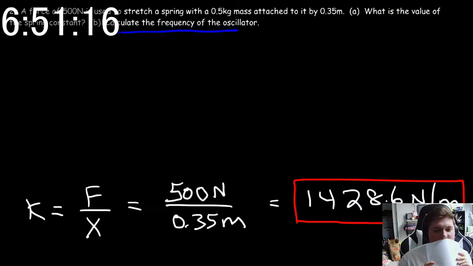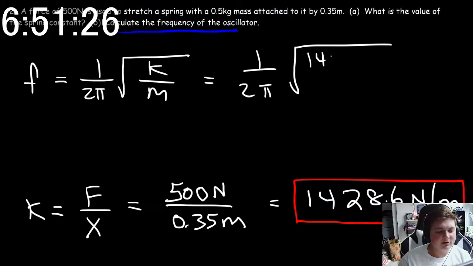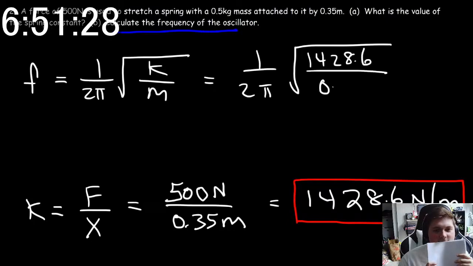Now let's calculate the frequency of the oscillator. The frequency of this spring is going to be 1 over 2 pi times the square root of k over m. So it's 1 over 2 pi times the square root of the spring constant, which is 1428.6, divided by the mass of 0.5.